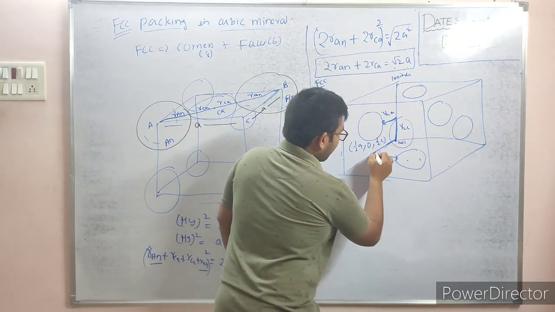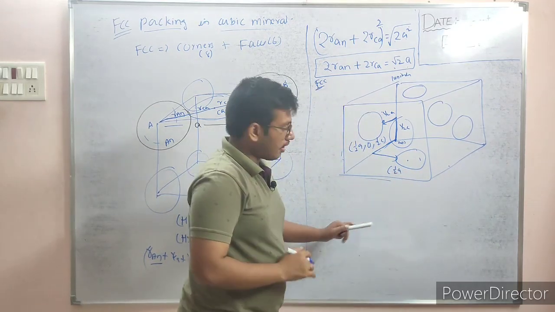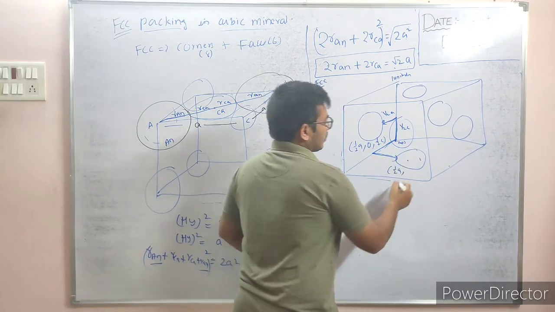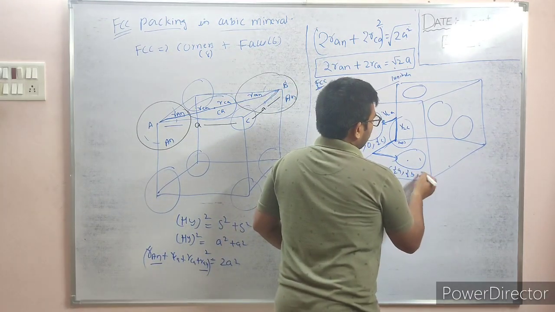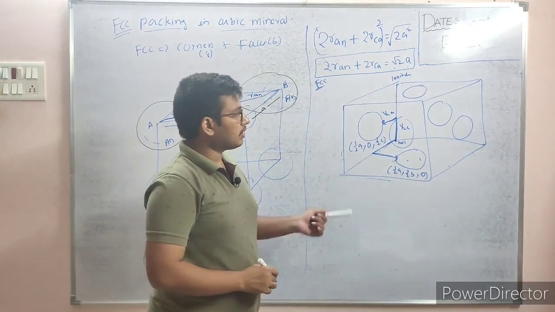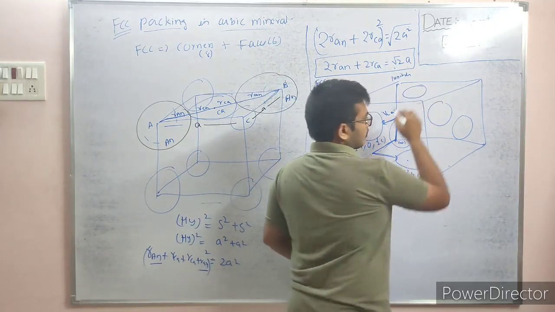It travels along A first, so half A. Then it is traveling along B, which is half distance, half B. Then along C it is 0. Understand? Simple, right? Now for the top of the atom.